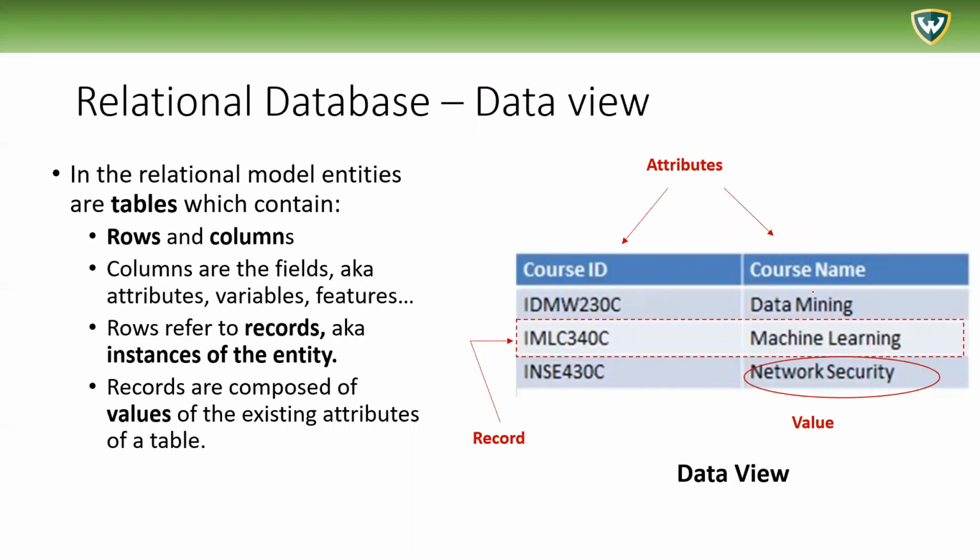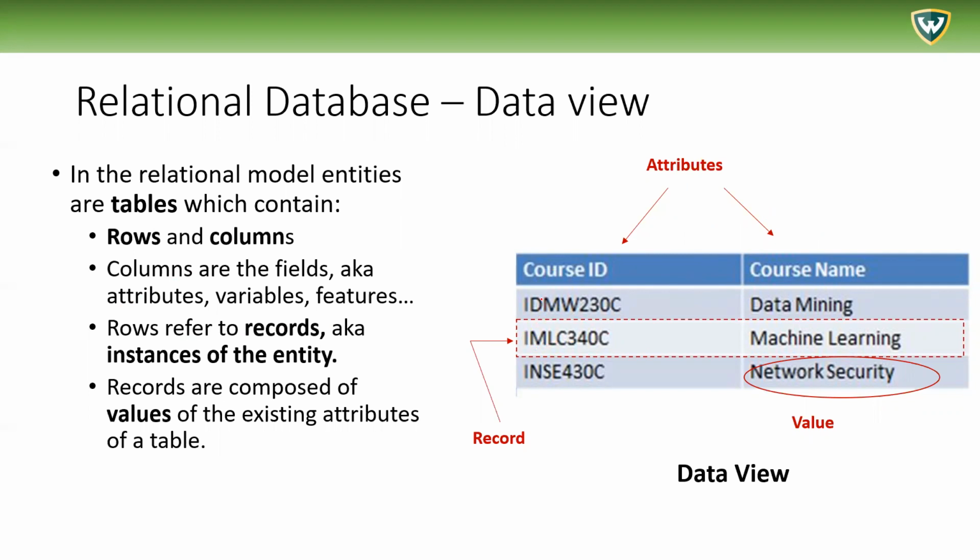The data view looks more like the tables you might be familiar with from spreadsheet software or your regular applications like Gmail or Spotify, and so on. In the relational model, entities are tables which contain rows and columns. Columns are the fields, also known as attributes, variables, features. We have to be careful because often the same things have different names. So you have to learn all the different names to communicate among people with different domains, but who use the same technologies. Rows refer to records, also called instances of the entity.